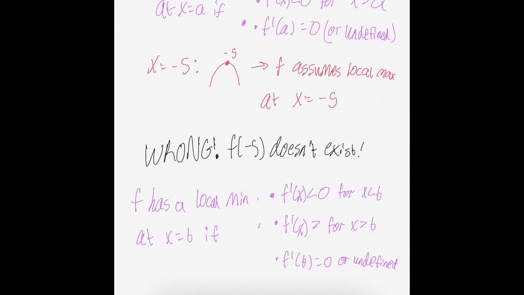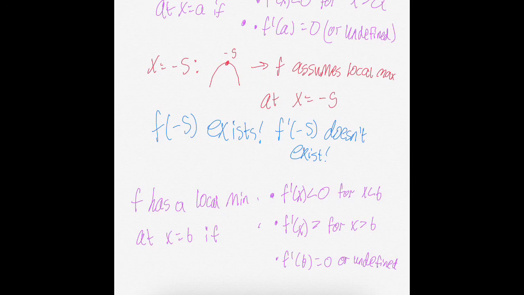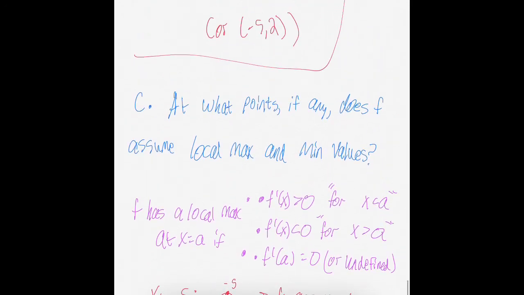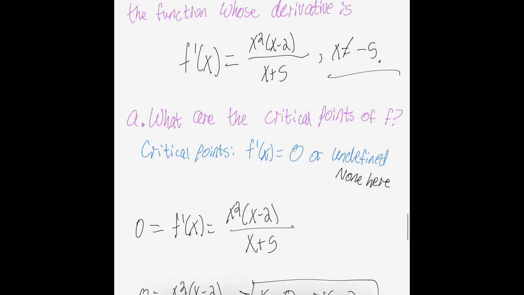Or wait a minute, hang on. No. Okay, hang on a minute. I just realized that I was being silly again. F of -5 does exist. F prime does not exist. Oh my lord. Okay. F of -5 exists. F prime of -5 doesn't exist.